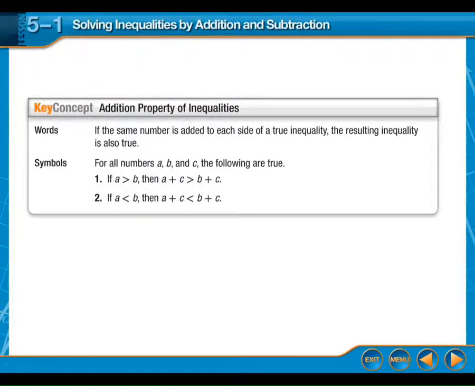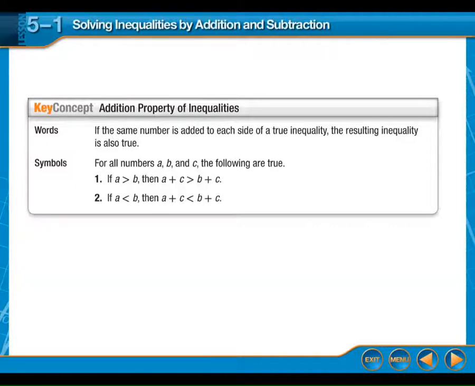Alright, so here we have addition properties of inequalities. For all numbers a, b, and c, the following are true. If a is greater than b, then a plus c has to be greater than b plus c. And if a is less than b, then a plus c has to be less than b plus c.